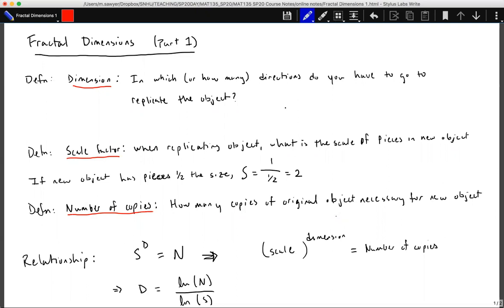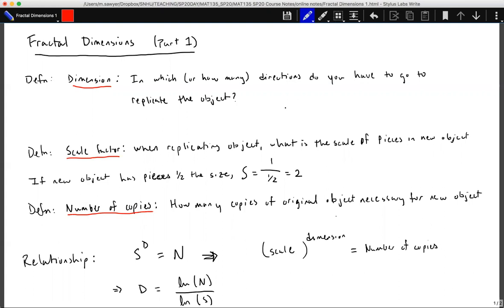So let's first get some idea of dimensions. When we define dimensions, we're talking about in how many directions you have to go to replicate an object. The second definition we'll use today is scale factor. When we're replicating an object, we want to know the scale of the pieces in the new object. So for example, if the new object has pieces half the size, our scale factor is 1/2, which is equal to 2, and we'll see that in a moment.